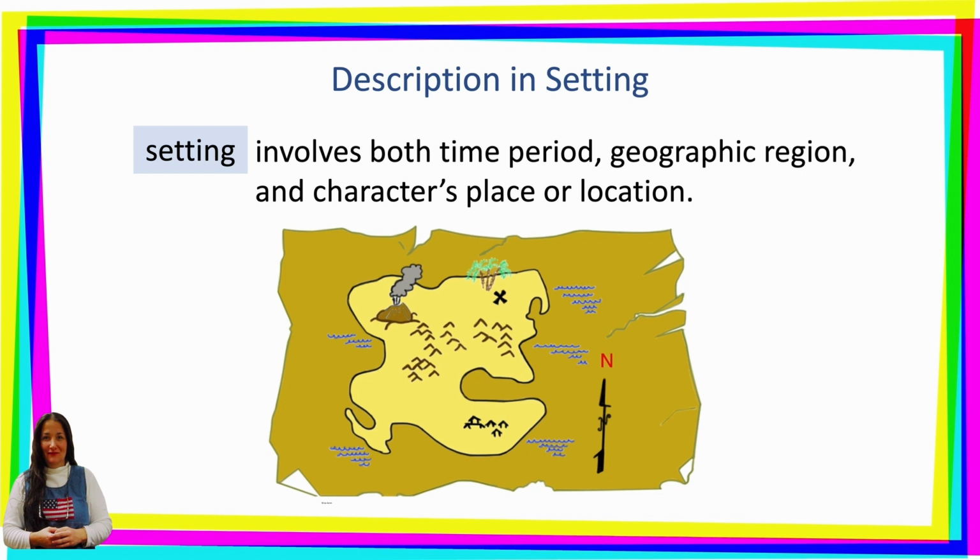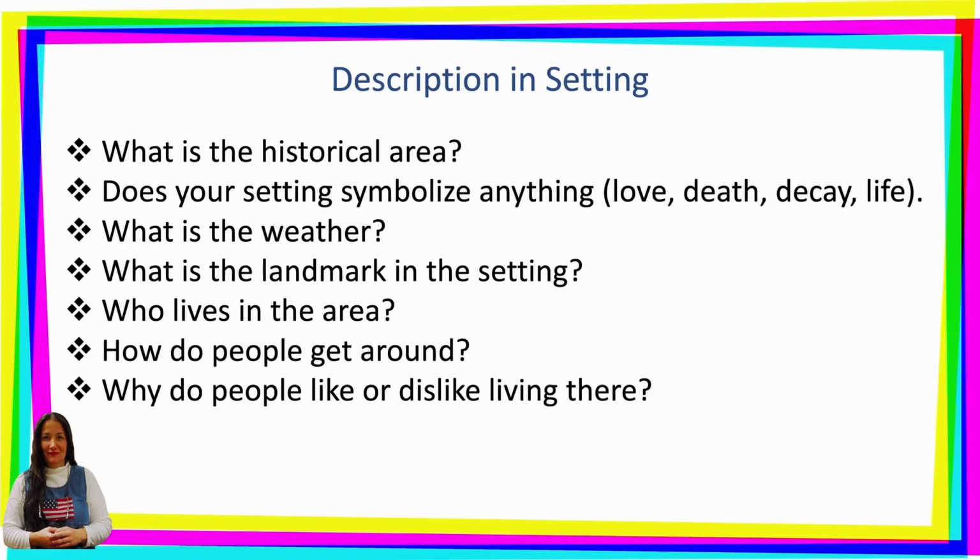Descriptions and setting. Setting involves both time period, geographical location, and character's place or location. What is the historical area? Does your setting symbolize anything? Love, death, decay, life? What is the weather? What is the landmark in the setting? Who lives in the area? How do people get around? Why do people like or dislike living there? If you answer these questions, you can really get a lot of information about the setting.